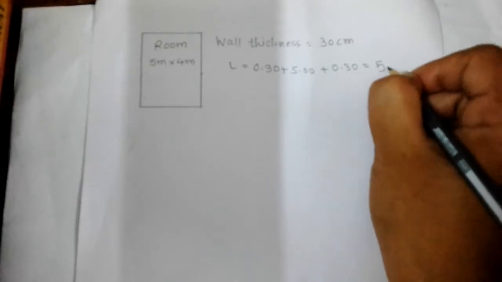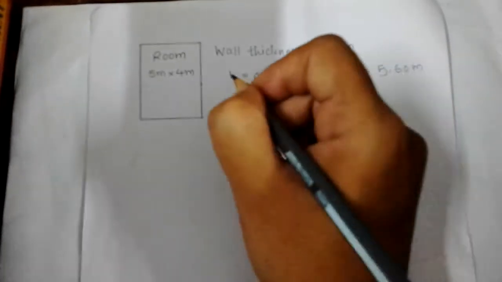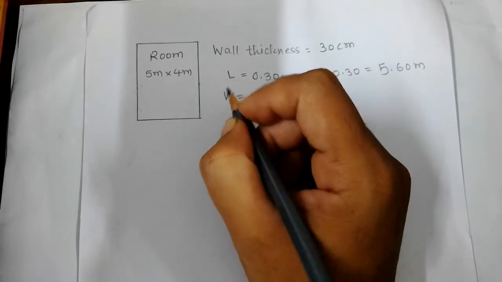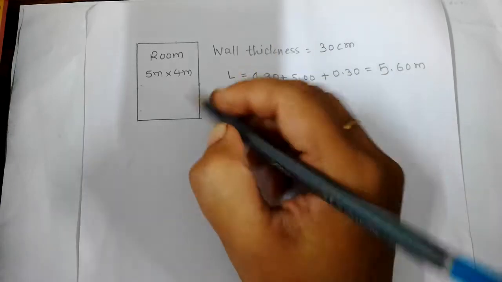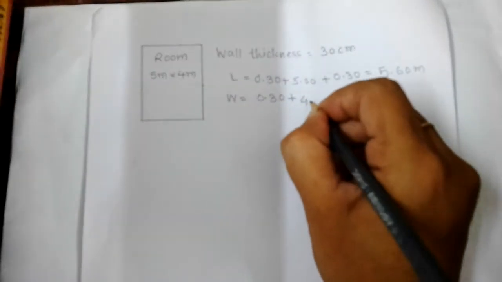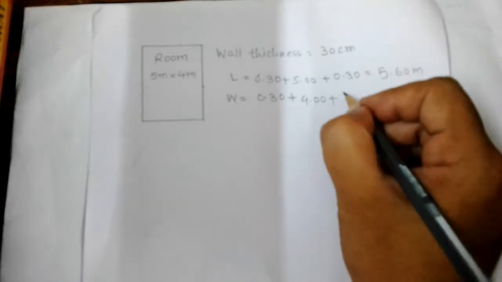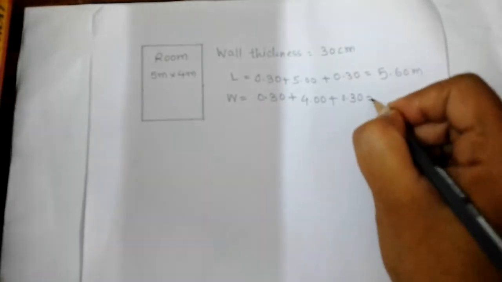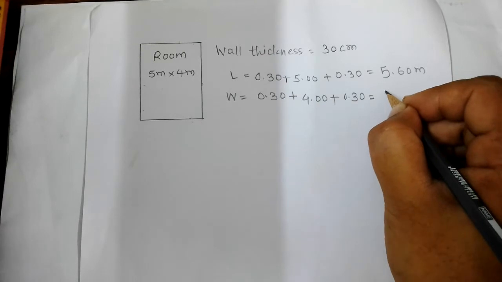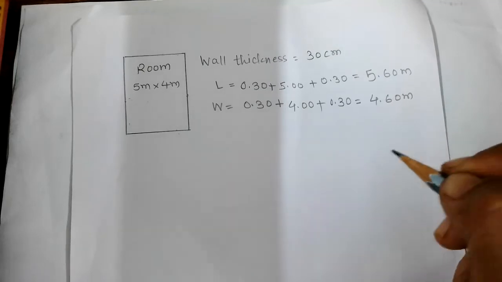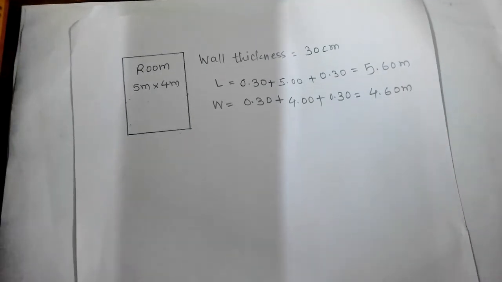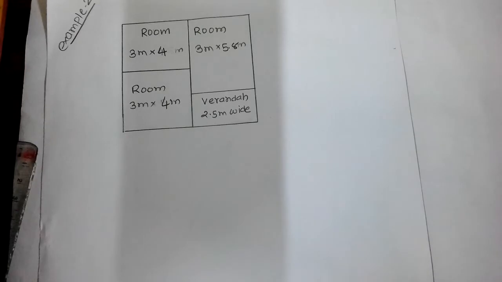room is 5.60 meter. Now total width W is equal to this wall having a thickness 0.30 meter plus width 4 meter plus again this wall thickness is 0.30. So total width of this room is 4.60 meter. So it is very easy to calculate total length and width of a single room. Let's take another example. So this is our example number 2.